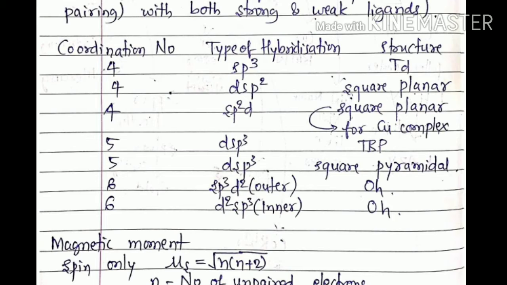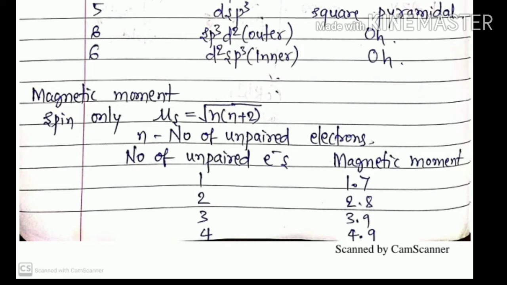Then we have coordination number 6, sp3d2, an outer orbital complex. The structure is octahedral. Then coordination number 6, d2sp3, is called an inner orbital complex. The structure is octahedral. Then we will consider the magnetic moment.